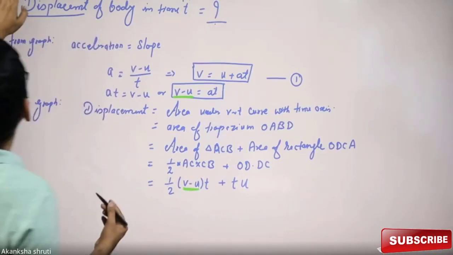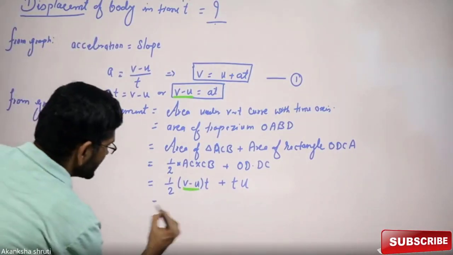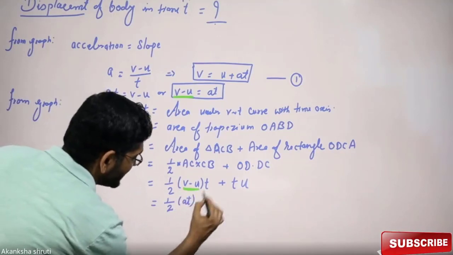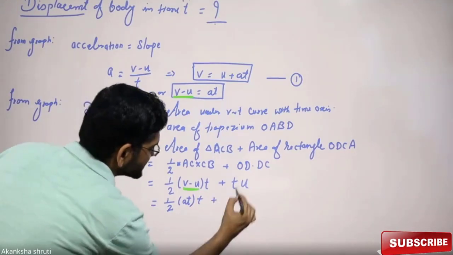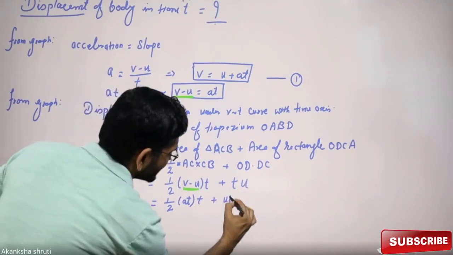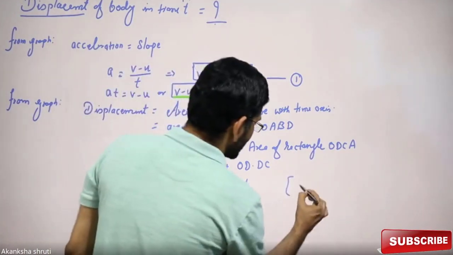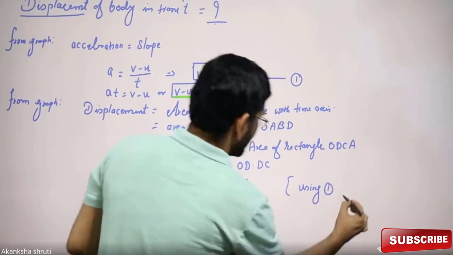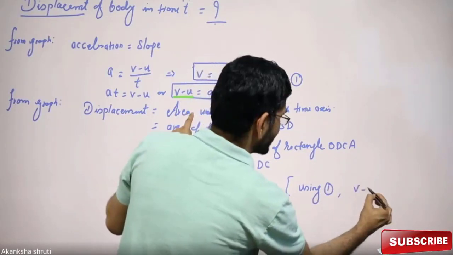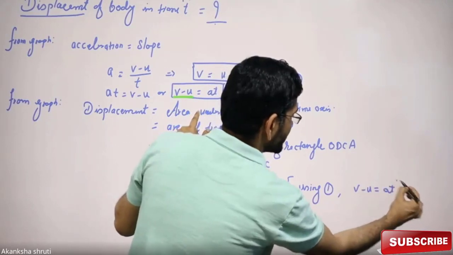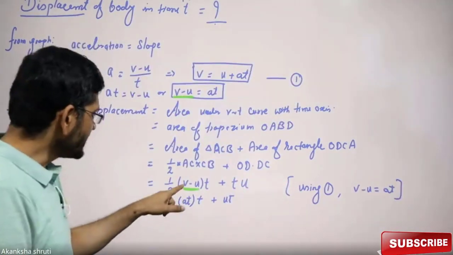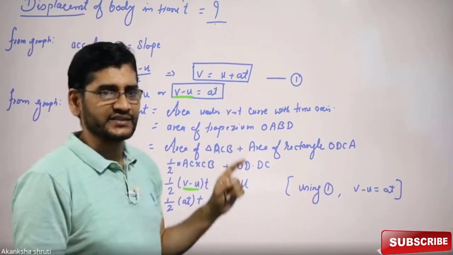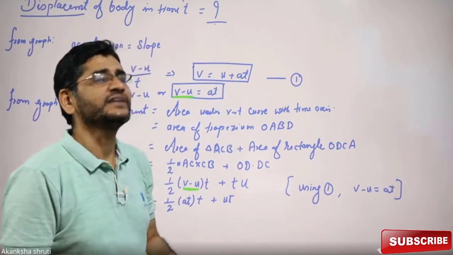Okay, student? So right here, this can be written as half. This value is nothing but our 80, and this T is out. Plus, keep this U first and T next, UT. How have we written this? Here we have used 1. So using 1, we have written this V minus U is 80. Or in place of this V, you can substitute U plus 80. Then you will get cancelled. You will get the 80. So anyway you substitute, you will get the same result.